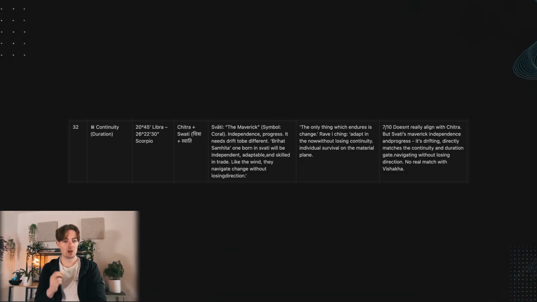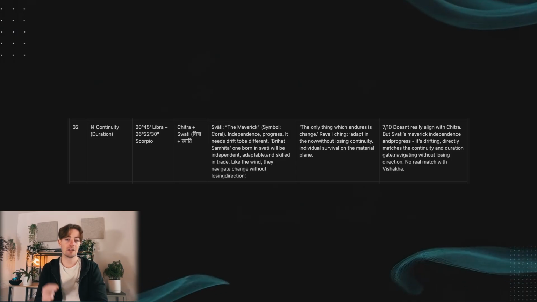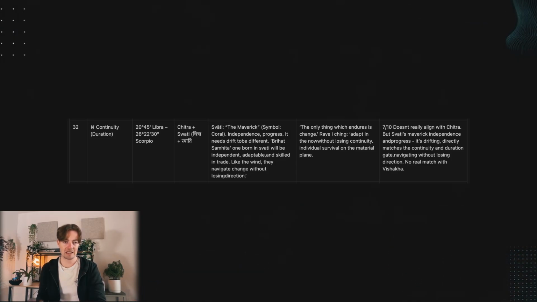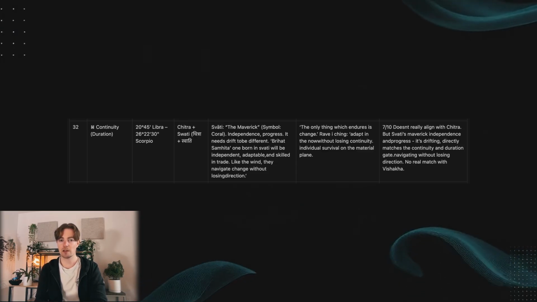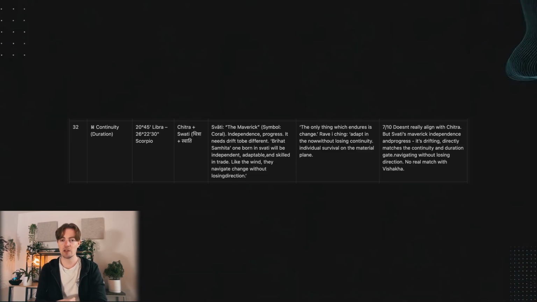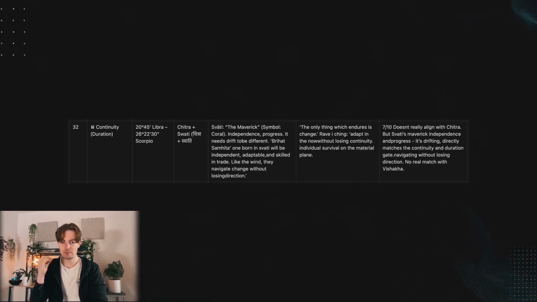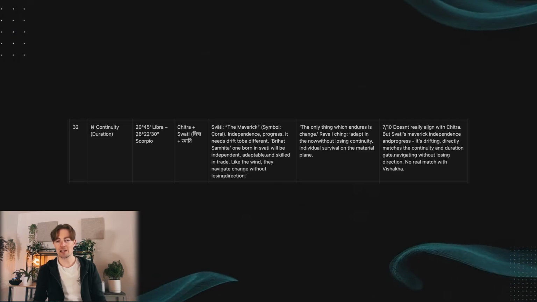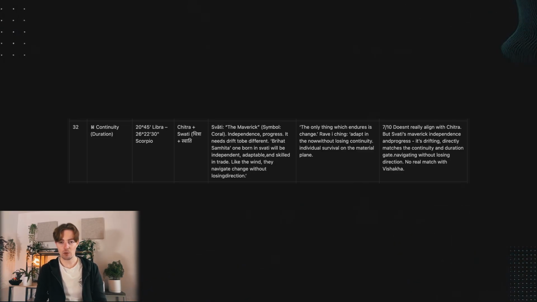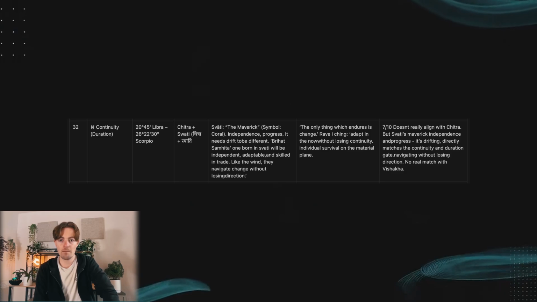Gate 32, continuity, the gate of duration. This goes from 20 Libra through around 26 Scorpio. It crosses both Chitra and Swati Nakshatra. So to introduce Swati Nakshatra, it's the maverick. The symbol is coral. Independence, progress. It needs drift to be different. From the Brihat Samhita, one born in Swati will be independent, adaptable, and skilled in trade. Like the wind, they navigate change without losing direction. So we have a clear image for this one.